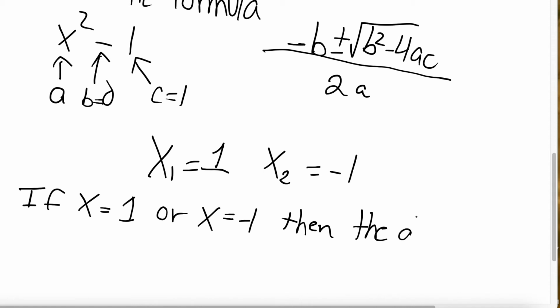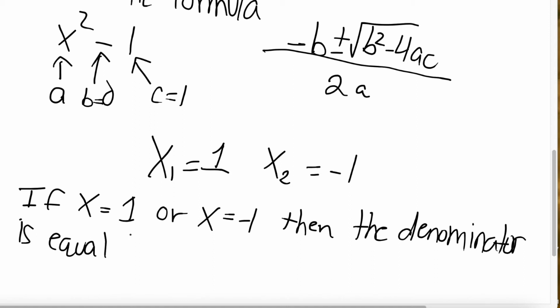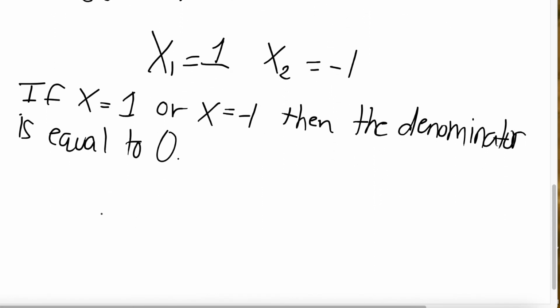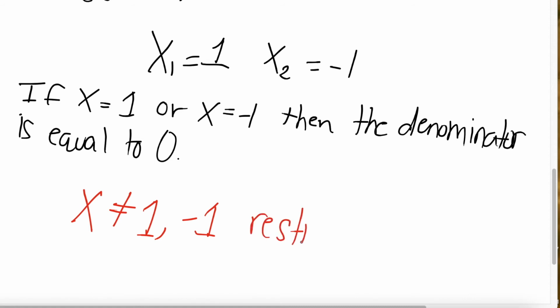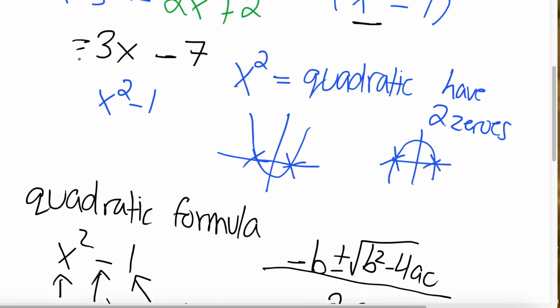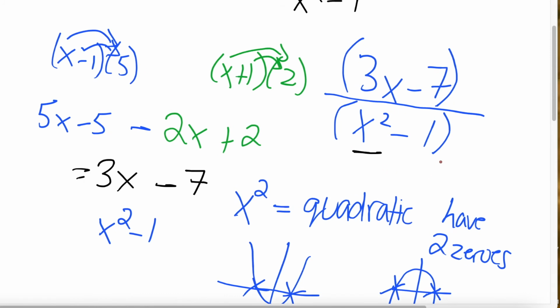the denominator is equal to 0, right? And we know that the denominator can never be 0. So for that reason, we know that x cannot equal 1 or negative 1. And that is our restriction for this problem, because if x is equal to 1 or negative 1, the denominator is equal to 0.